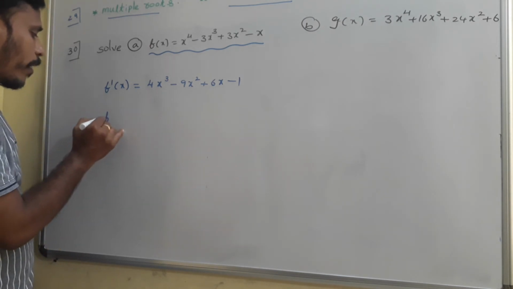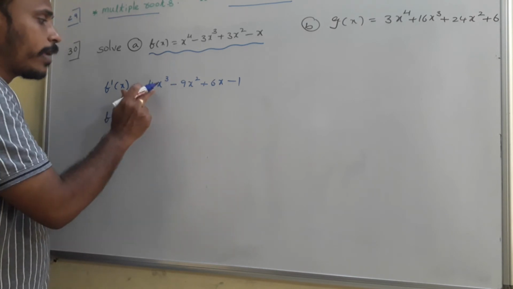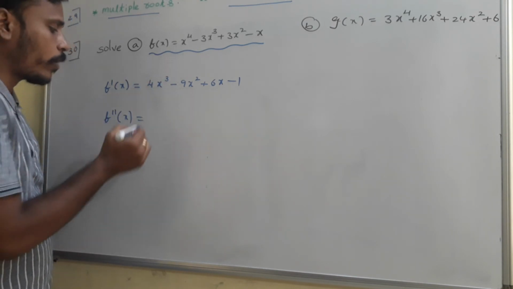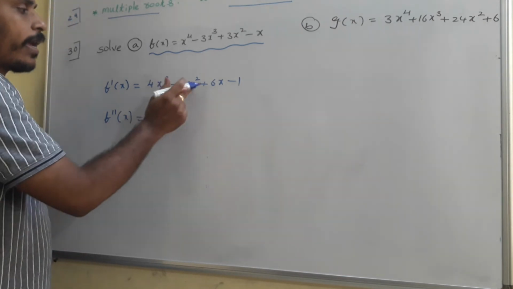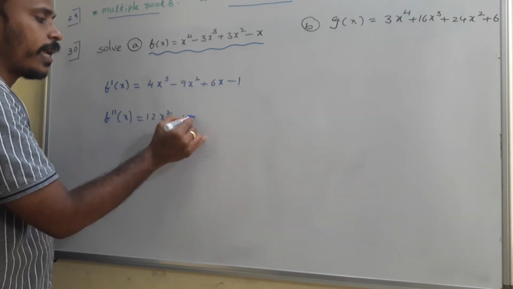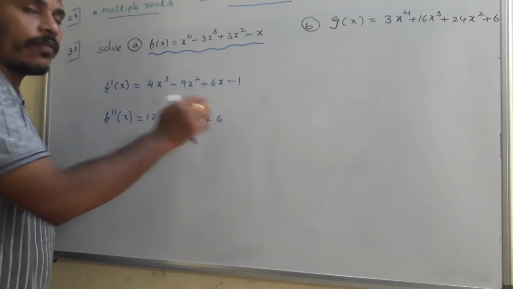And then I am trying to find f double dash of x. Now what do you say about f double dash of x? For x cube, its derivative is 3x square, so 4 into 3x square is 12x square. For 9x square, the derivative of x square is 2x, so minus 18x, plus 6x, its derivative is 6, and for 1 the derivative is 0.